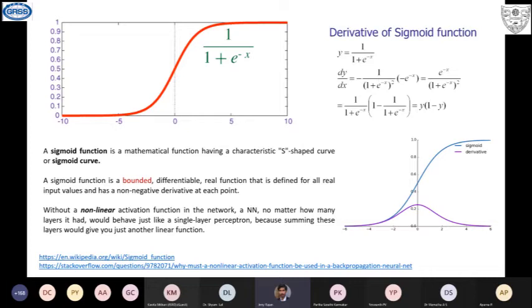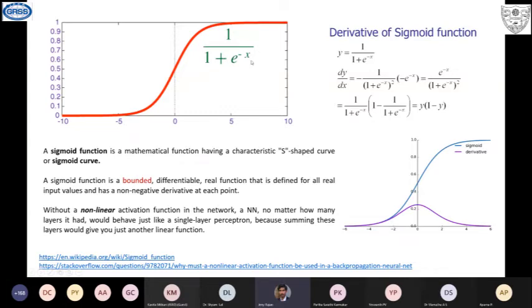Sigmoid is one of the most popular activation functions. It has an S-shape, and this is the shape of the sigmoid activation function. One advantage of sigmoid is that it is bounded: the value is between 0 and 1. This is the definition of sigmoid: y is equal to 1 divided by 1 plus e raised to minus x, where x is the input and y is the output.